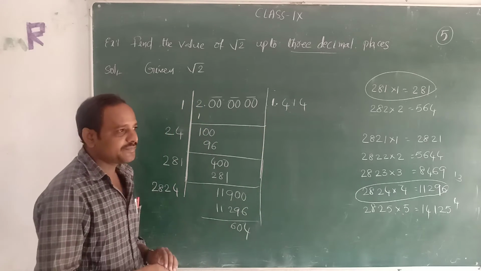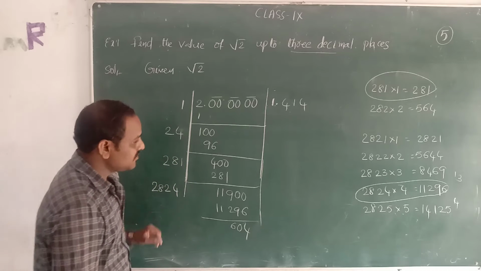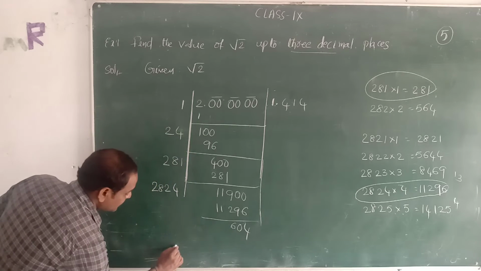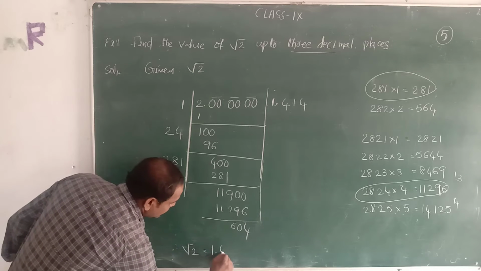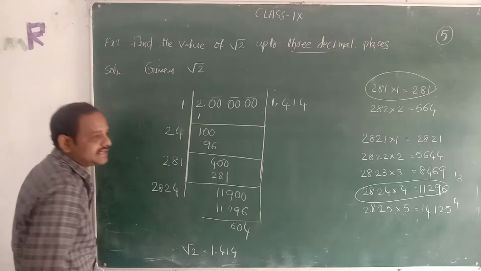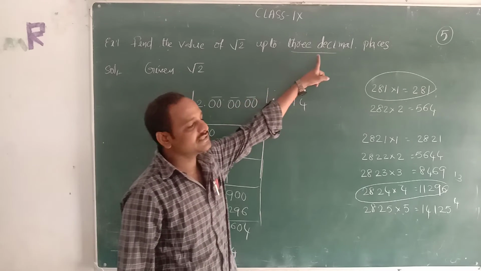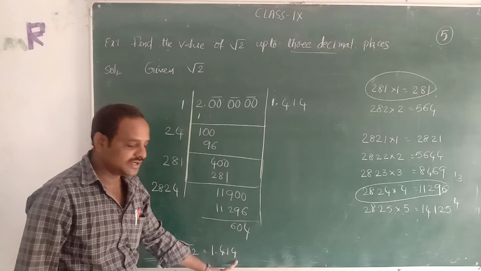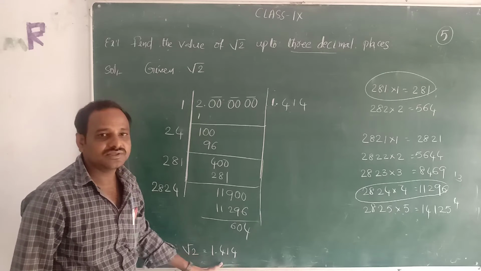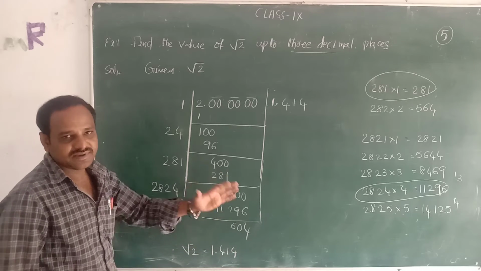Did you understand? So the value of root 2 is equal to how much? 1.414. Here it is up to how many decimal places? 3 decimal places. Let's see here after the point how many digits we have? 1, 2, 3. So 3 digits. That means 3 decimal places.